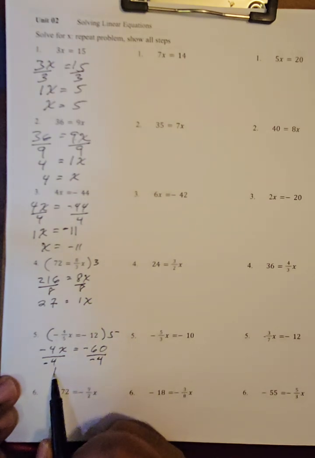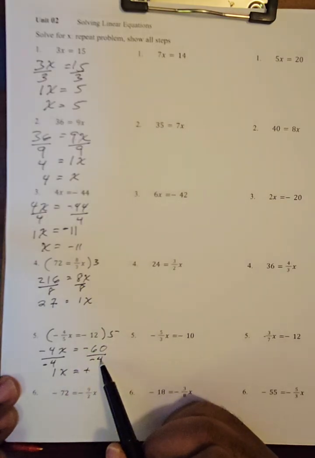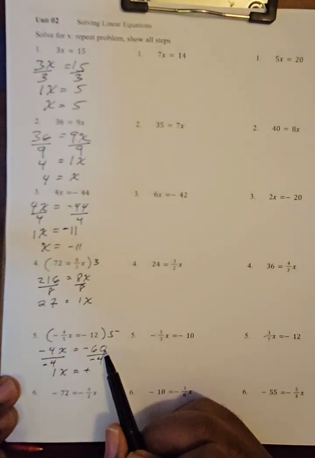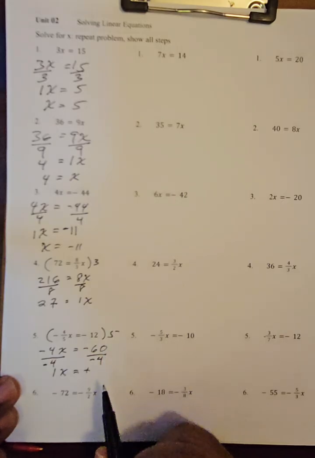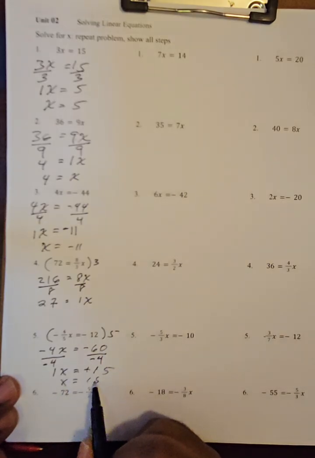So here we'll get our 1x, and here negative divided by negative is positive. And I think 4 divides into 60 evenly. So divide by 4 means to divide by 2 twice. So 60 divided by 2 is 30, and 30 divided by 2 is 15. So this is x equals 15.